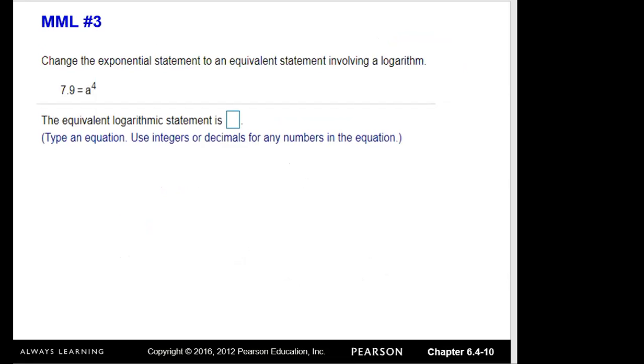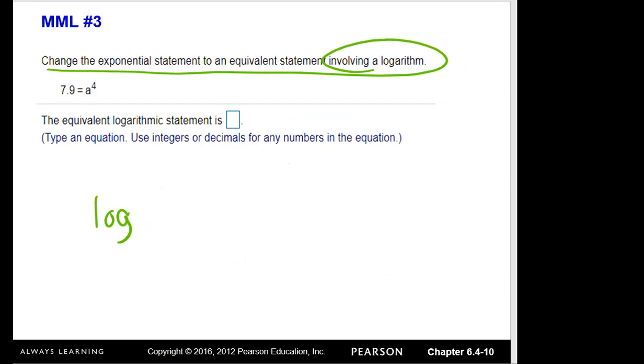Number three, this one says, change the exponential statement to an equivalent logarithmic again. So exponential to a logarithm. So I just start by typing L-O-G. And then the base is, in this case, an A. I just look up here and I'm like, what's the base? It's an A. That's what goes right here as a subscript on the log. And then it's going to be log base A of the 7.9 is equal to the exponent of 4. Logarithms always equal the exponent. So that goes right there.